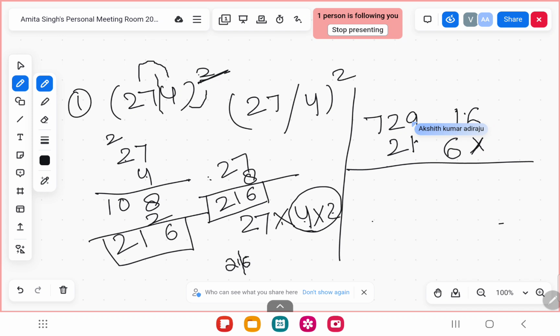So now the next step is what? Plus. Now just add this and you'll get the answer. So 6, 6 plus 1, 7. 9 plus 1, 10, carried 1. 2 plus 2 plus 1, of course 5. And 7.